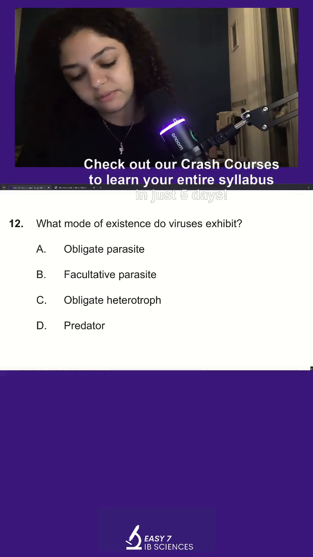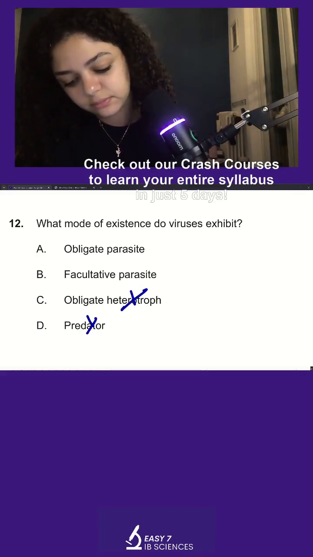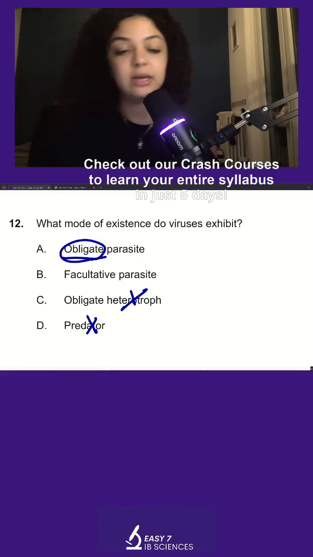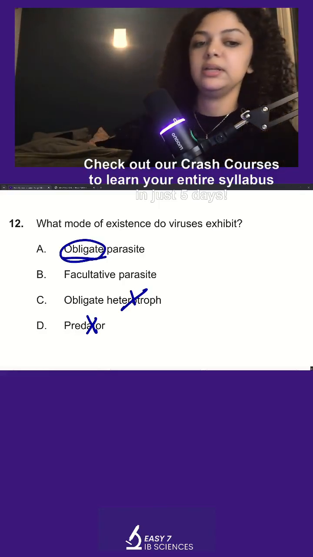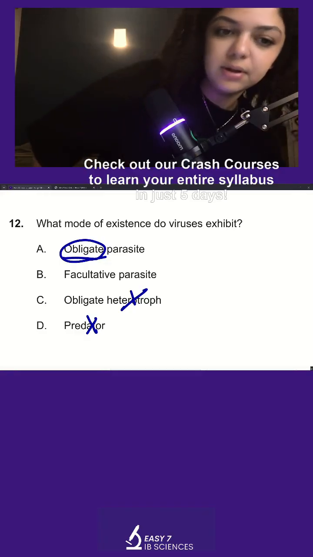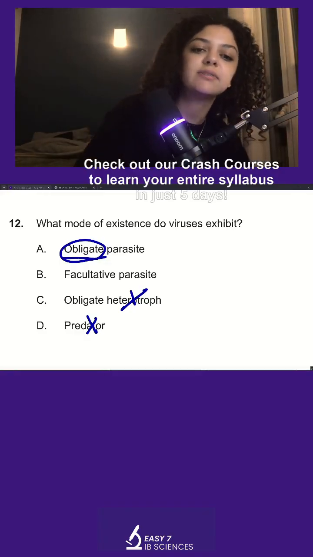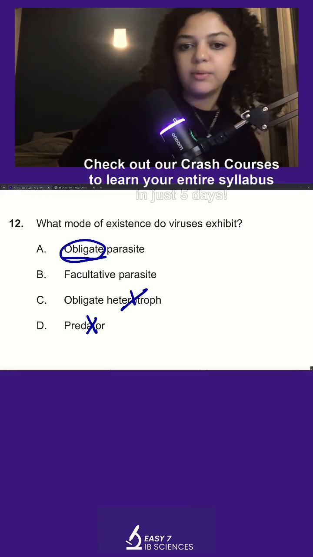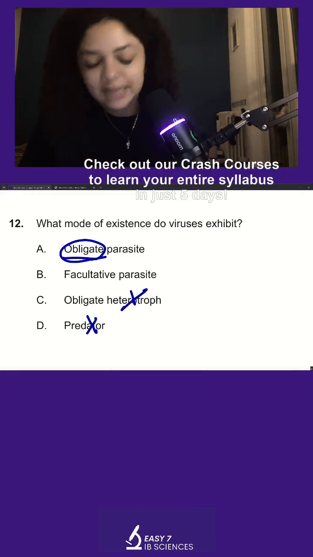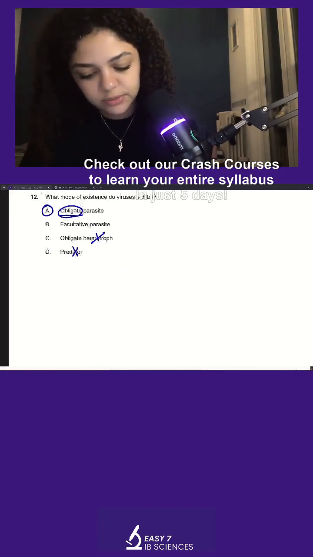Does anyone know what facultative means? Obligate parasite means that they need what? They need a host to survive, exactly, and the host doesn't benefit. Nice, exactly. Facultative means optional. But we know obligate means that there's no choice. Very good words. That's why A is the correct answer.